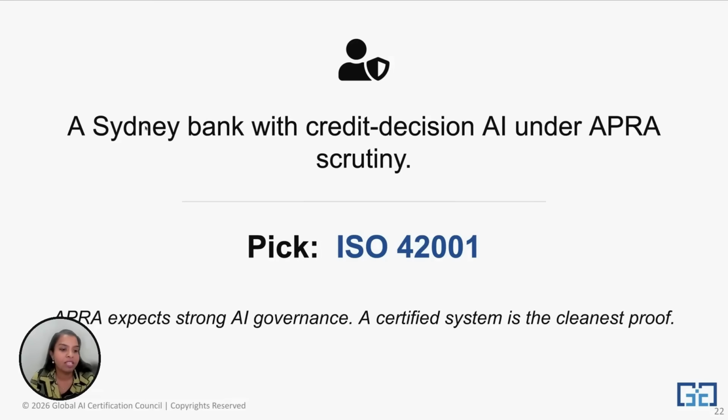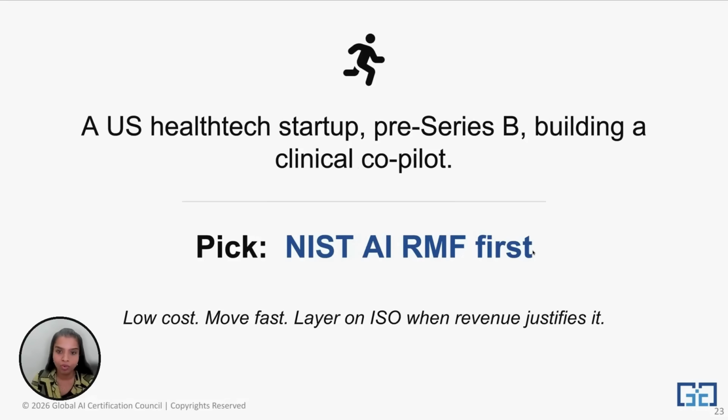Let's say it's a Sydney bank with a credit decision AI under APRA, which is the Australian Prudential Regulation Authority, scrutiny. If that's the case, it's very clear we have to pick ISO 42001, because APRA expects strong AI governance and we need a certifiable system. Getting certified would be clean proof that those organizations trust us. So in this case, ISO 42001.